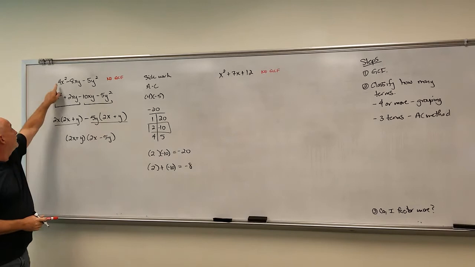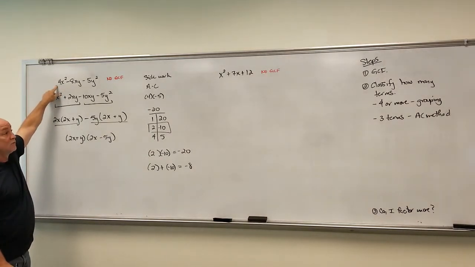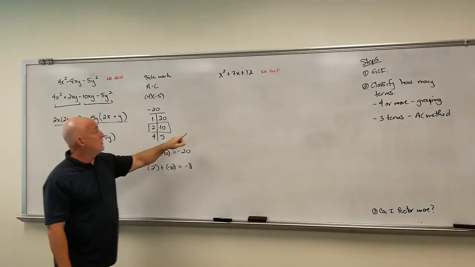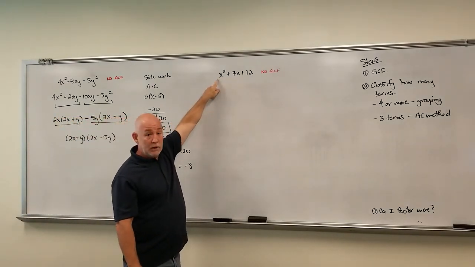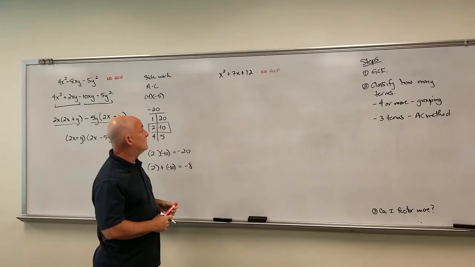Now notice on our last example, I don't think I said it, but in our last example, we cannot do the shortcut because the lead coefficient was a 4. But our lead coefficient for this one is a 1. So that means we can do the AC method.